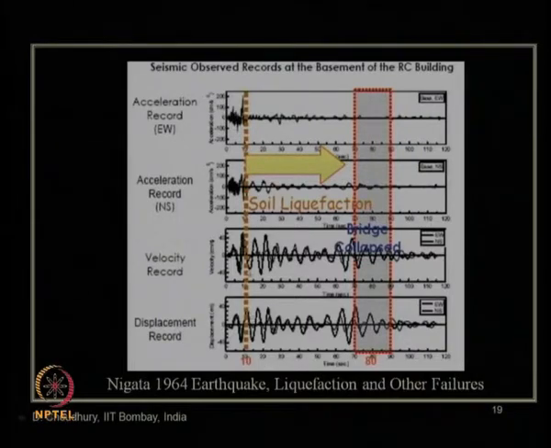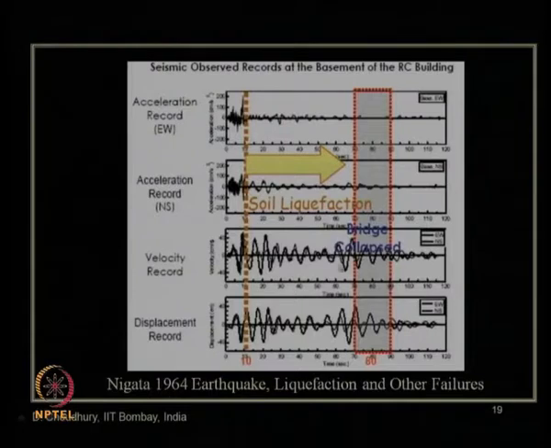You can see over here the maximum value of the acceleration which has occurred in east west direction as well as in north south direction, which can be seen through this velocity record also, is typically close to about 10 seconds. Whereas, when the soil liquefaction got started, it got started beyond this 10 seconds. That is, once it reached this maximum value, after that the soil liquefaction started.